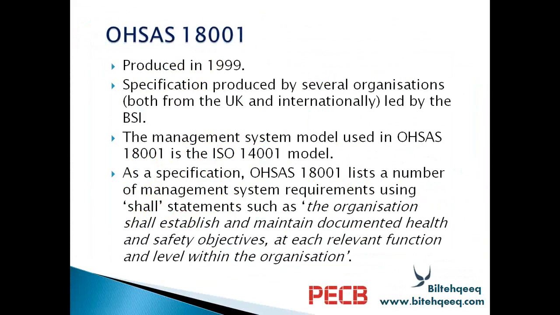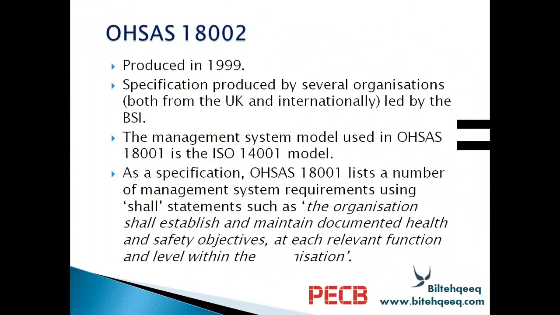As a specification, OHSAS 18001 lists a number of management system requirements using shall statements, such as: the organization shall establish and maintain documented health and safety objectives at each relevant function and level within the organization. Throughout this standard, it sets specific requirements which an organization has to meet if it wants to implement this standard in its premises. It has to fulfill these requirements, and they are stated by the word shall.